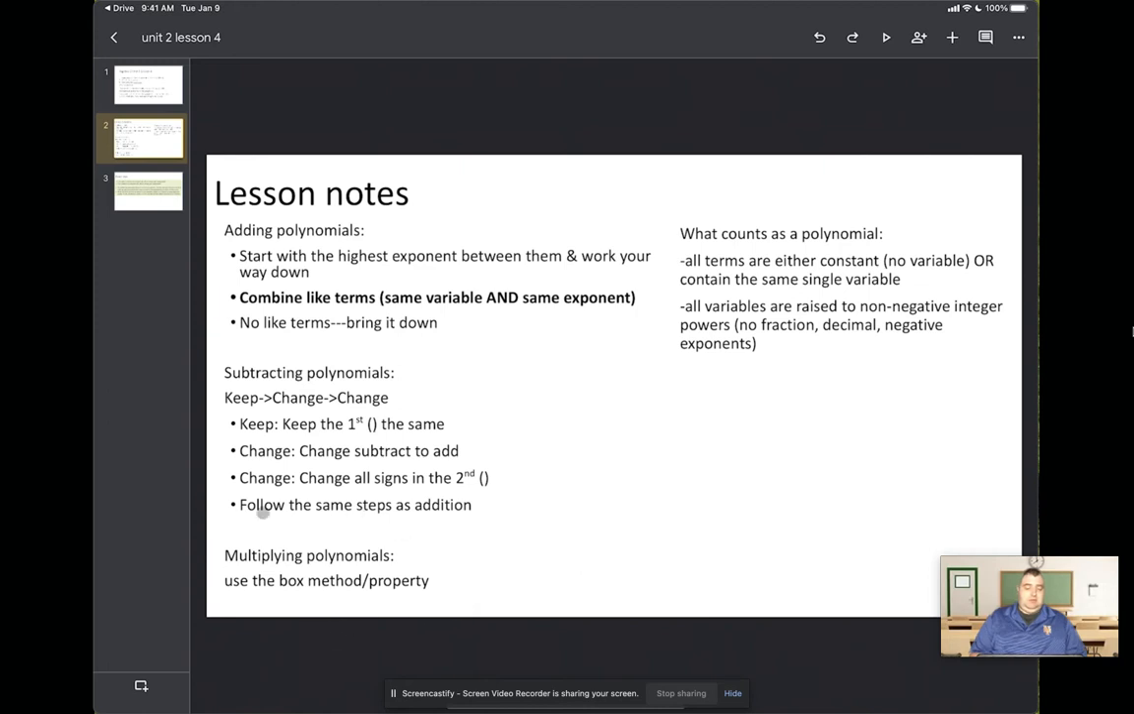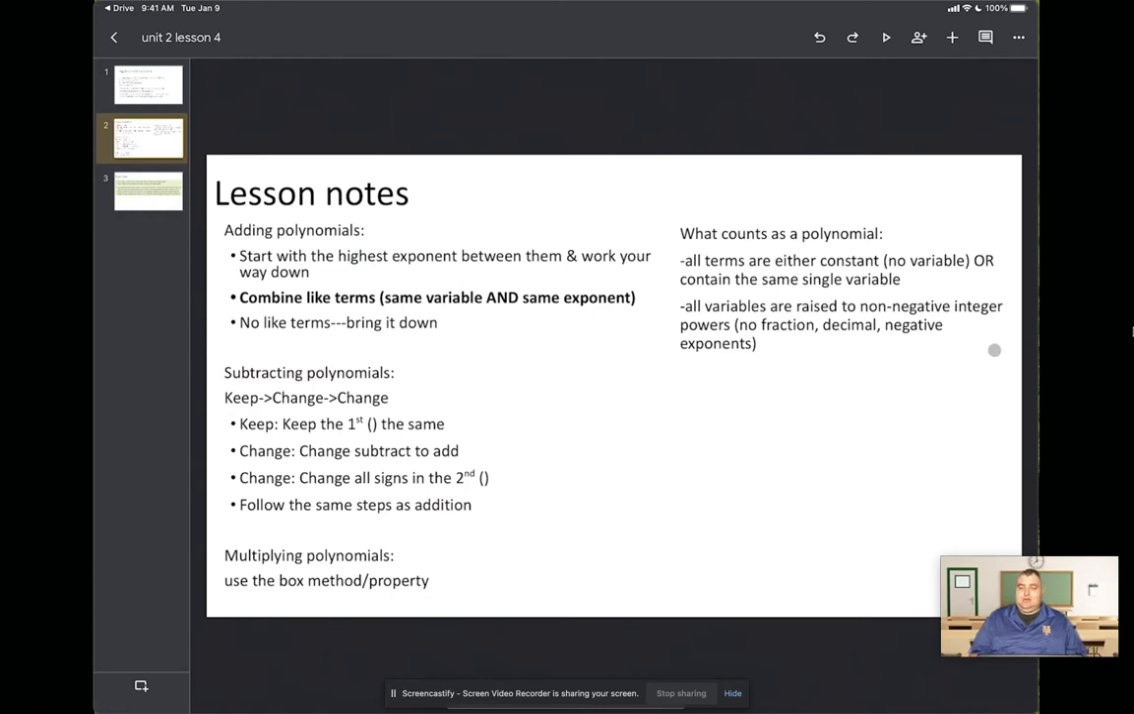Multiplying polynomials, we're going to use the box method or the distributive property. Some of you may have learned the concept called FOIL, but the FOIL method is basically the box method or the distributive property. So that's how we multiply polynomials.